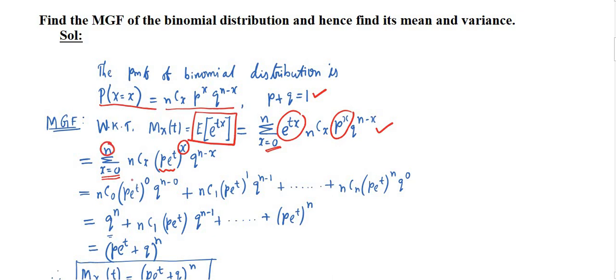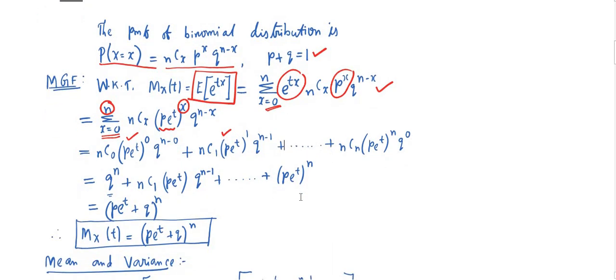up to n. When I replace x with 0, I get nC0 (p e^t)^0 into q^(n-0), plus, when you apply x equal to 1, you will get nC1 (p e^t)^1 into q^(n-1), plus etc. up to x equal to n, which indicates nCn (p e^t)^n into q^0.